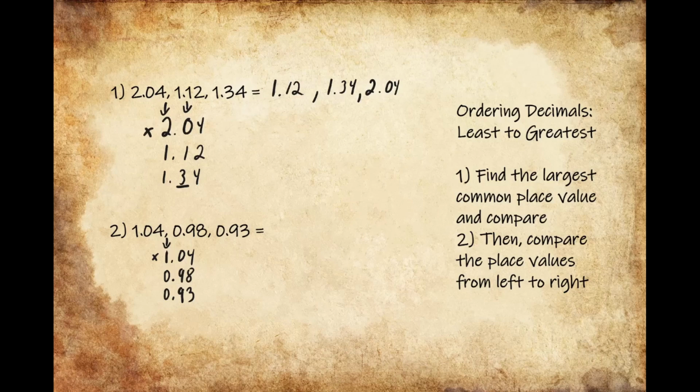So since we're in the ones place, we're now going to compare the digits in our tenths place. And looking at these here, I can see that both of the decimals that we have left have the same value of 9 in the tenths place.